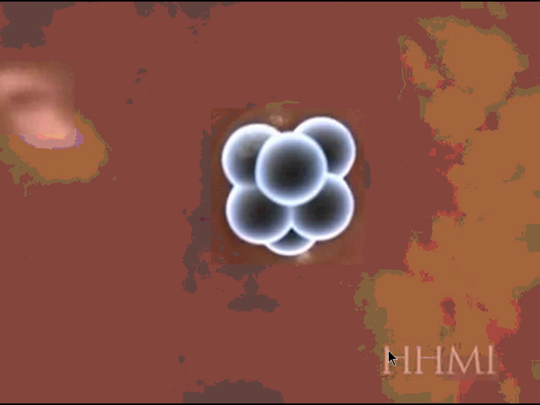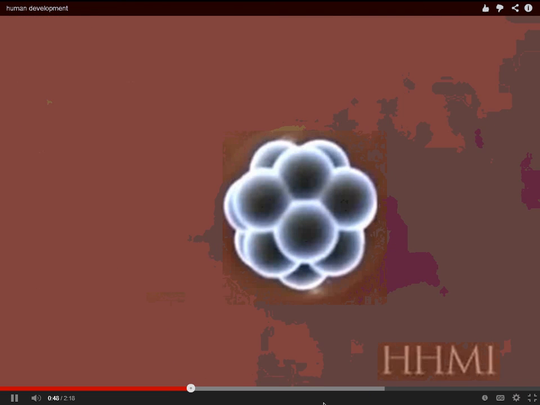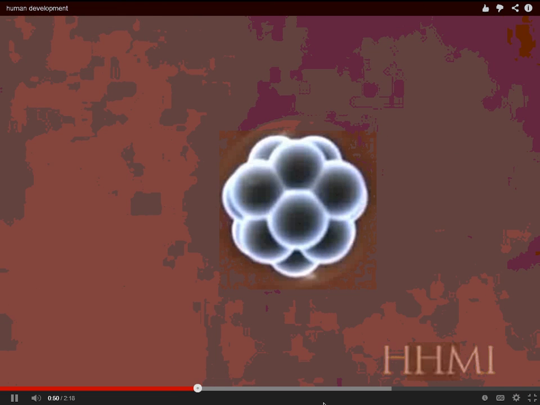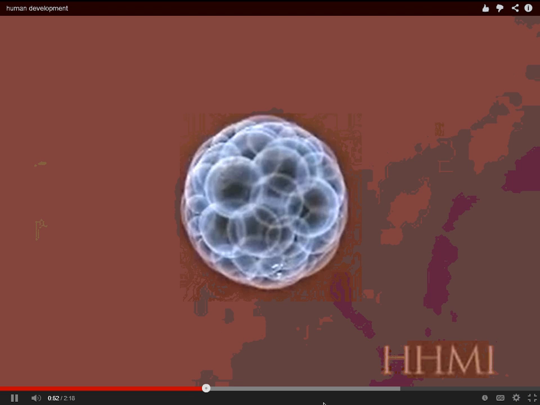Here you see early cleavage stages occurring, and this is one of the early growths. The embryo moves down the fallopian tube. It's going to form an important stage called the blastocyst in a few seconds. Of course, in real life that takes days, about 5 days.